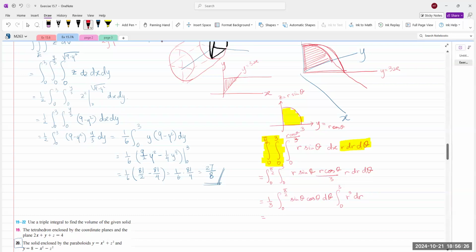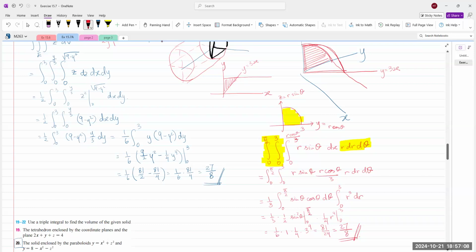So that is 1/3 times 1/2 sine squared theta from 0 to pi over 2, times 1/4 r to the 4th from 0 to 3. So this is 1/6 times 1 times 1/4 times 3 to the 4th. That's 81/24, reduced by 3. I get the same thing.